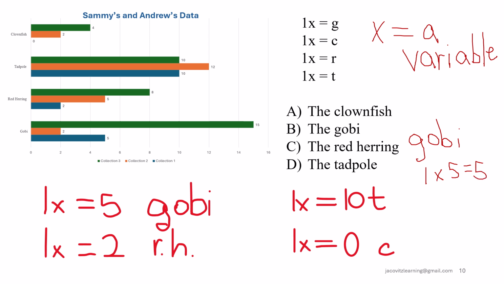Red herrings, first collection were 2. 1 times 2 equals 2. That's your red herring. And then your tadpole collection was 1 times 10. So 1 times 10 equals 10. And you didn't have any for your clownfish. So 1, any number times 0 is going to equal what? 0. So when I get ready to make a variable of a times, I can also make X a variable, and all I have to do is move the variable around. I'm going to show you how.